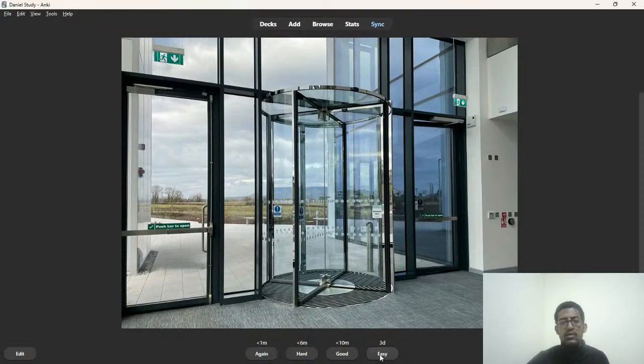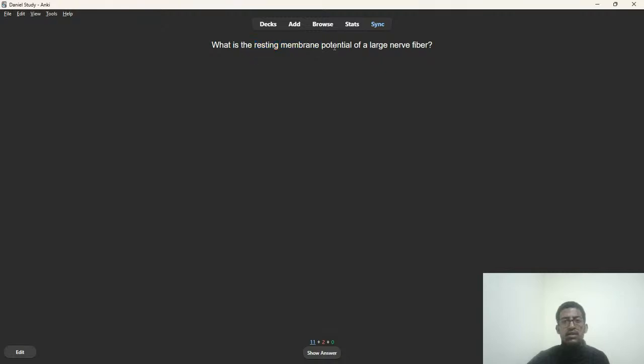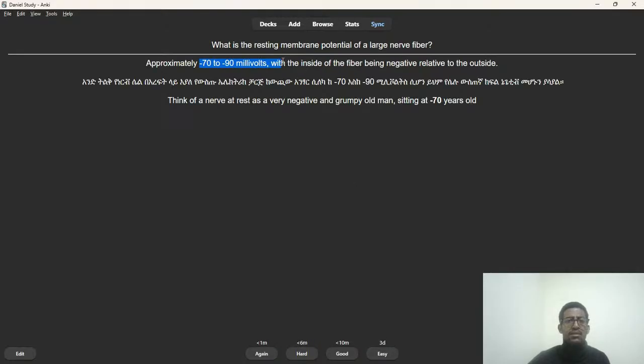So let's move on. What is the resting membrane potential of a large nerve fiber? The resting membrane potential is about negative 70 millivolts. It is at rest, which means there is no activation of the nerve. The inside is negative relative to the outside. We have to remember this fact.